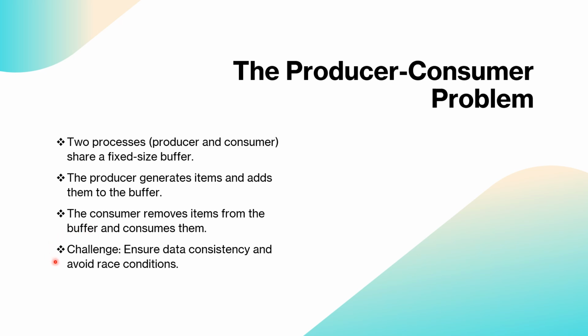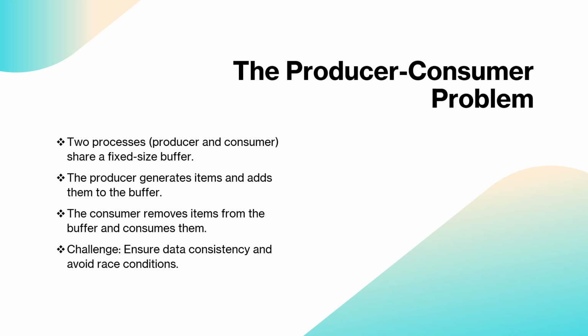The challenge here is to ensure the data consistency and avoid race conditions. For example, if producer 1, P1, produces something and stores it in the buffer, then only C1 is allowed to remove or consume that item. If C1 is not found, then there might come a deadlock or a race condition. Or C2 might take the object produced by P1. So the challenge is to ensure the data is consistently flown between producer and consumer through the buffer.